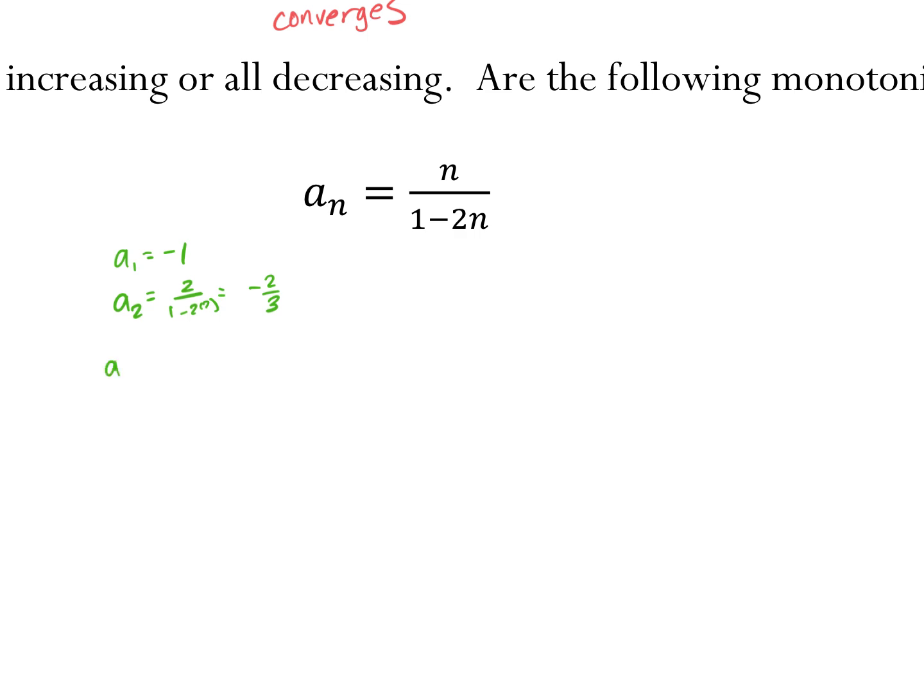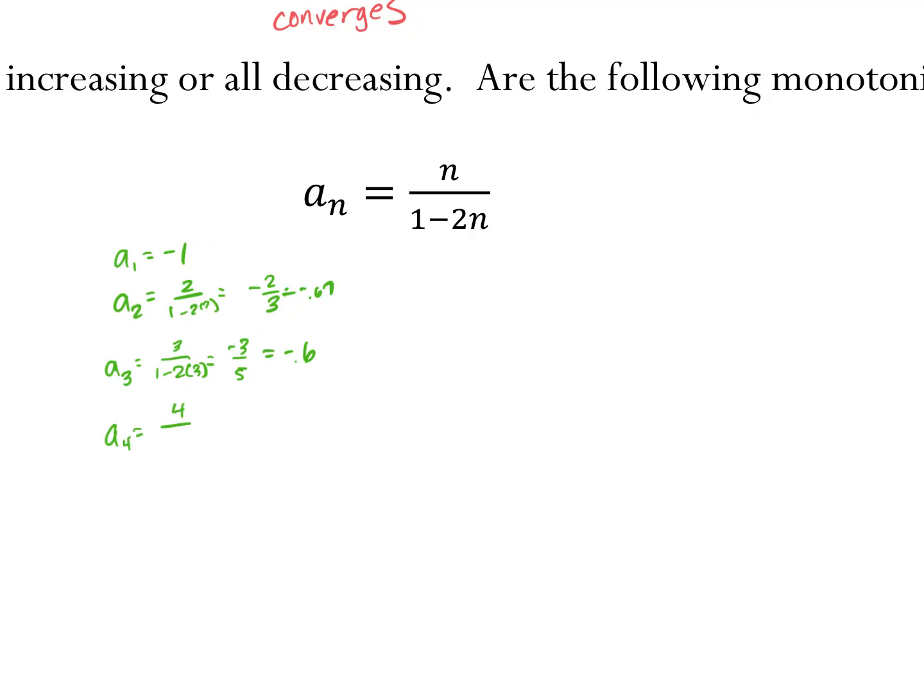And then A3 would be 3 over 1 minus 2 times 3, negative 3/5. And just because, again, we're trying to think about increasing and decreasing, this is negative 0.67, and this is negative 0.6.